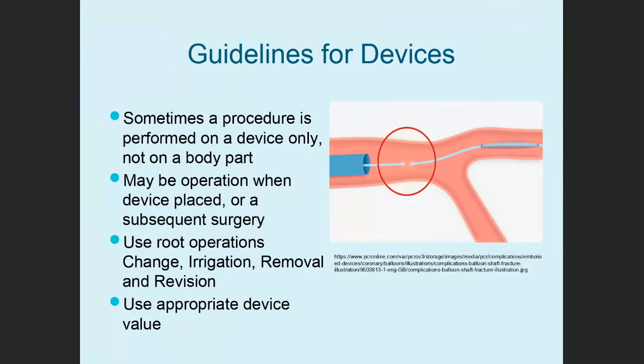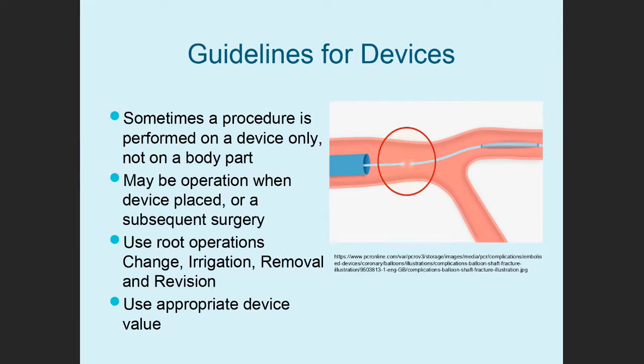So let's look at some guidelines on devices. Sometimes the procedure is performed on a device only, not on a body part. Maybe the operation is when the device is placed, or maybe a subsequent surgery. So if it's only on the device, use root operations change, irrigation, removal, and revision, with the appropriate device value. So here's an example of devices placed and it breaks. So this may be during placement or maybe subsequent surgery, but the procedure is on the device, not on a body part.